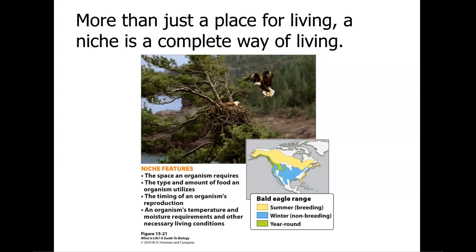So more than just a place for living, a niche is going to be a complete way of living. It's a way an organism is going to be able to utilize the resources of its environment, and it's going to have 6 main features. It has a space an organism requires. It's going to be the type and amount of food an organism utilizes. It's going to be the timing of an organism's reproduction, an organism's temperature and moisture requirements and other necessary living conditions, an organism's food resources and how it can acquire those, and influence on competitors. It's going to actually help to define each species' role in the community.